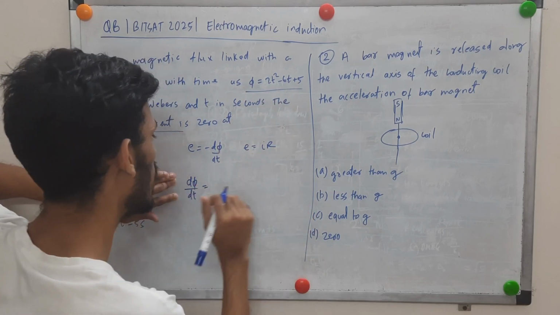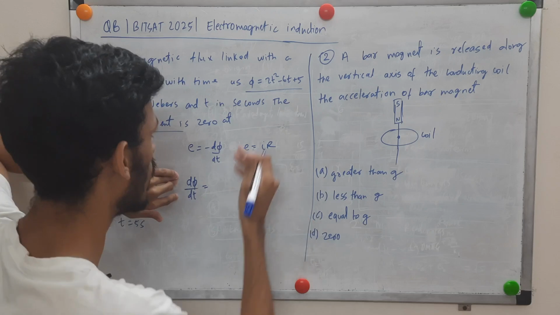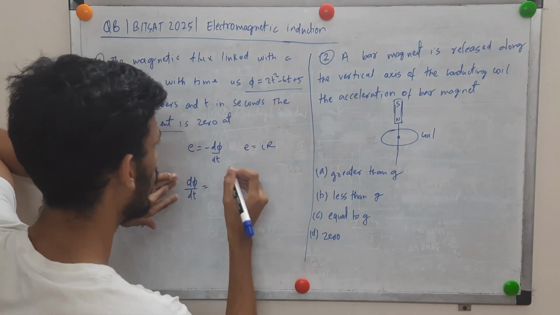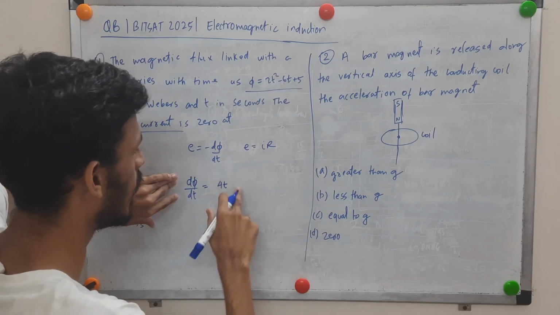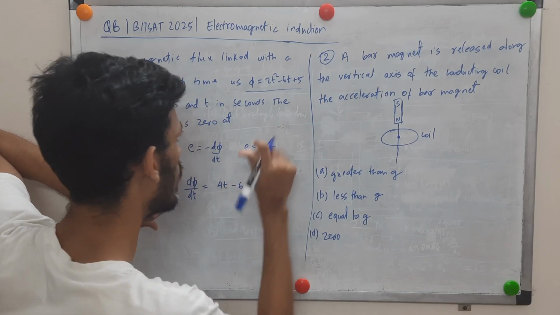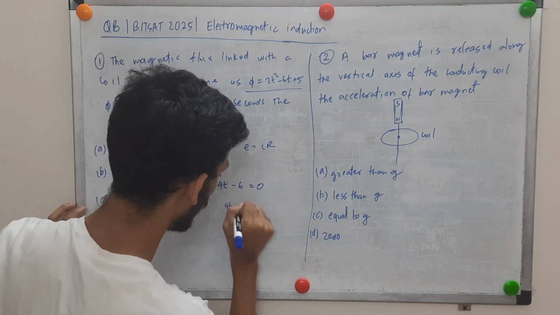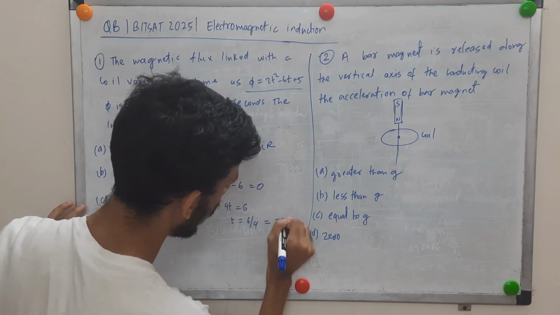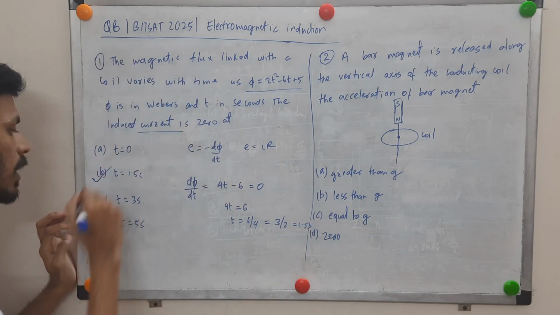So d phi by dt equal to 0. Even if you have the negative sign, you can take it to the other side. So let's take the derivative. So 2t squared: the t squared derivative is 2t, right? So that 2t and this 2 gives 4t. Then 6t derivative is 6 and phi naught is a constant. So we'll equate this to 0. 4t is equal to 6, t is equal to 6 by 4, or cancel it, 3 by 2, which is 1.5 seconds, which is option B.